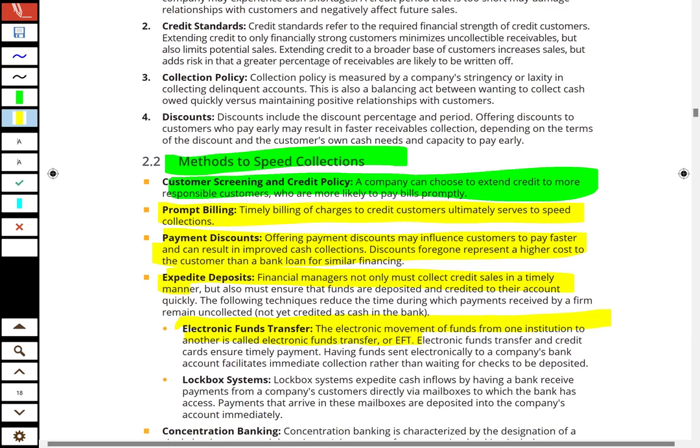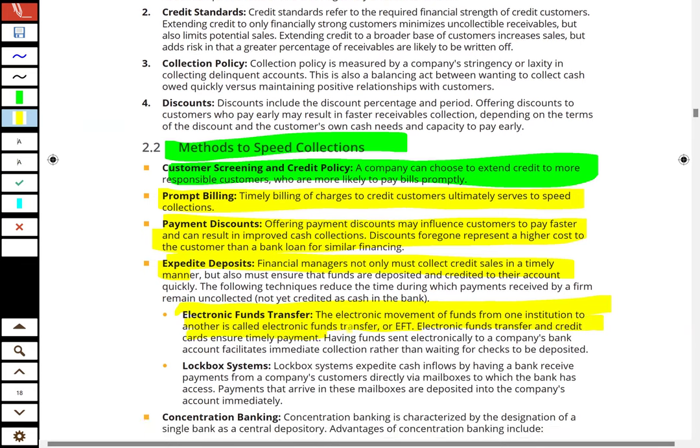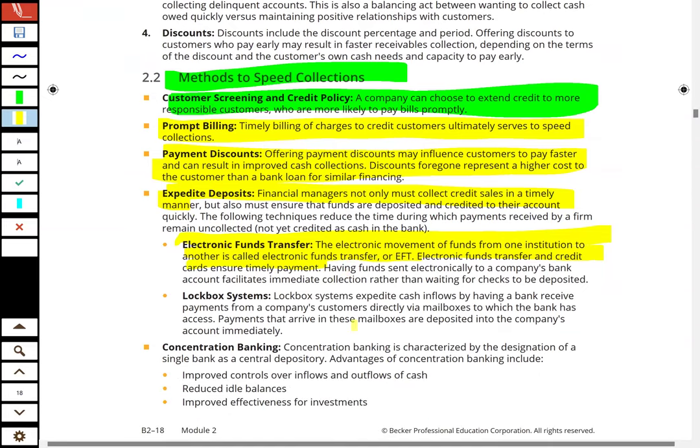That's going to happen much faster in an EFT environment. Lockbox system, and I'm not talking about a box with a lock on it. I'm talking about services that banks offer, usually larger banks, in which the payment is made directly to the bank. So it doesn't have to first come to the customer. I mean, it comes from the customer to the company. It goes directly to the bank. So flashcard these different ways of expediting cash collections.